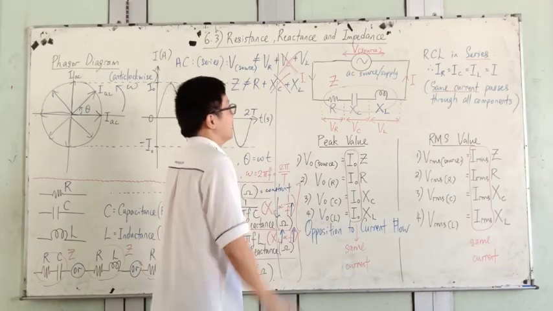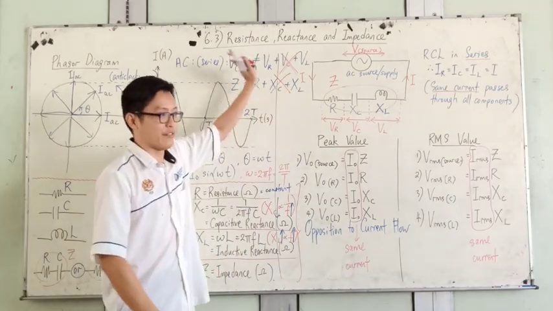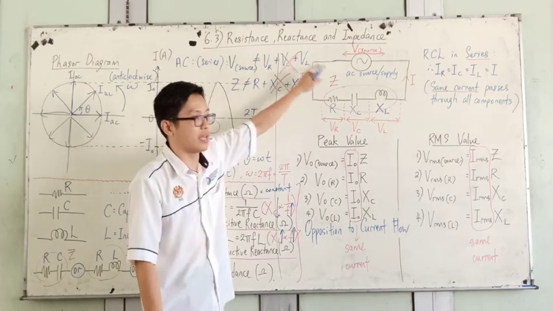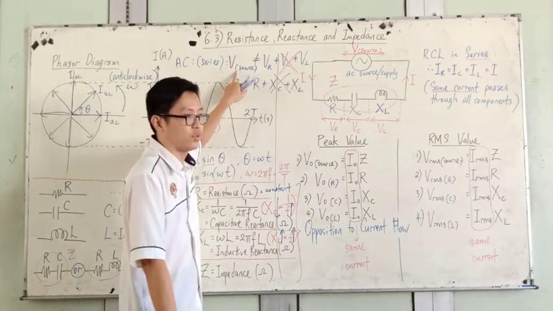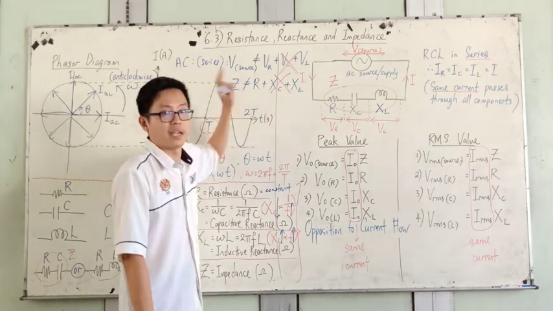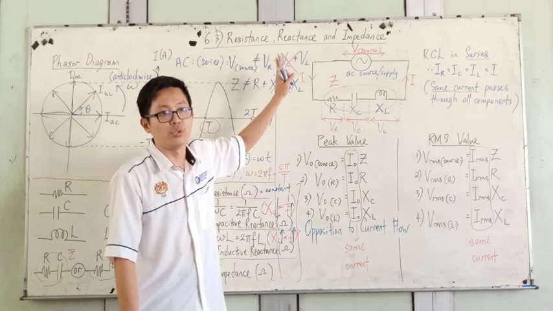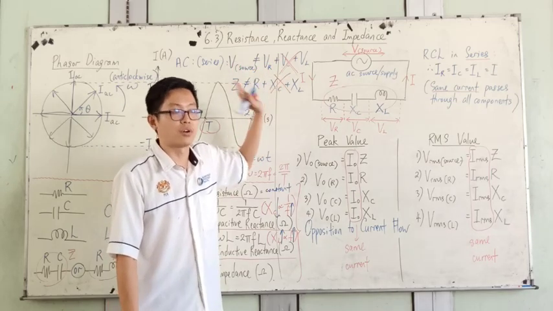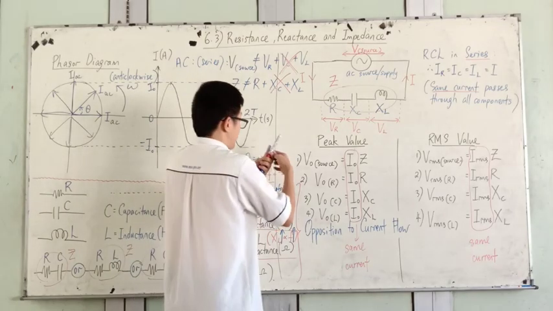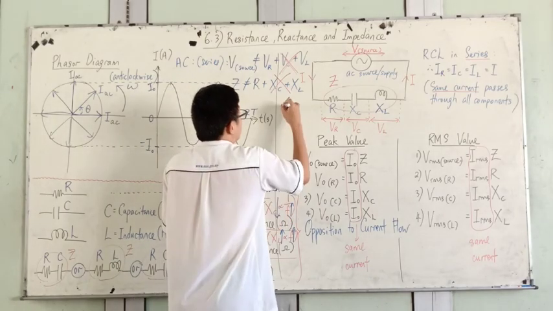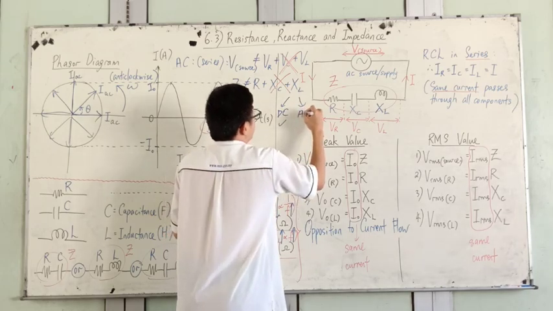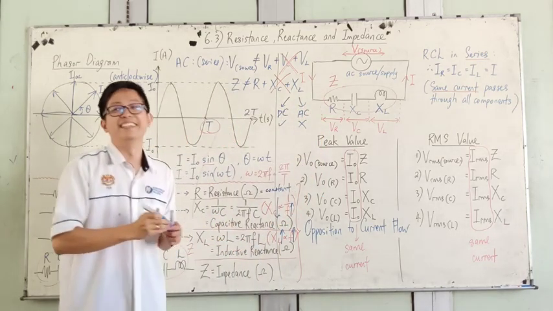Okay, put it aside first. But you remember that. You cannot just add up to get the total source voltage, or add up the resistances to get the total impedance. It's only true for DC circuits, but wrong for AC circuits. For DC, correct. For AC, wrong. Understand or not?